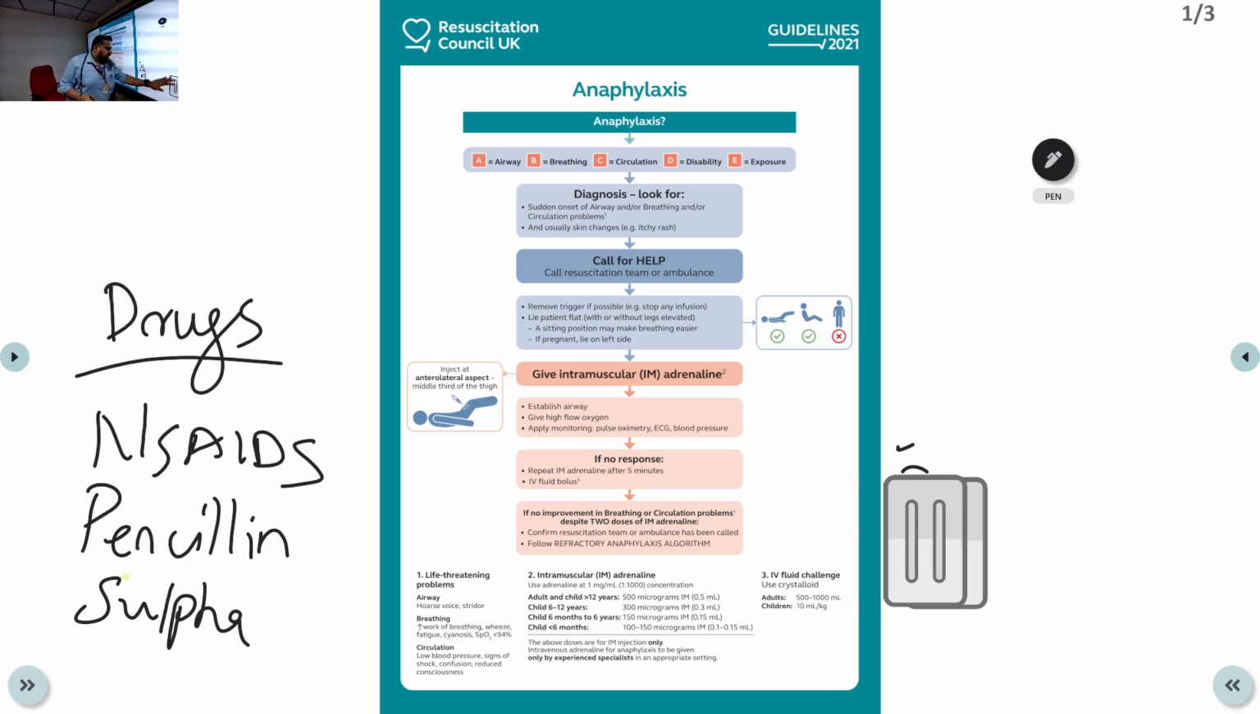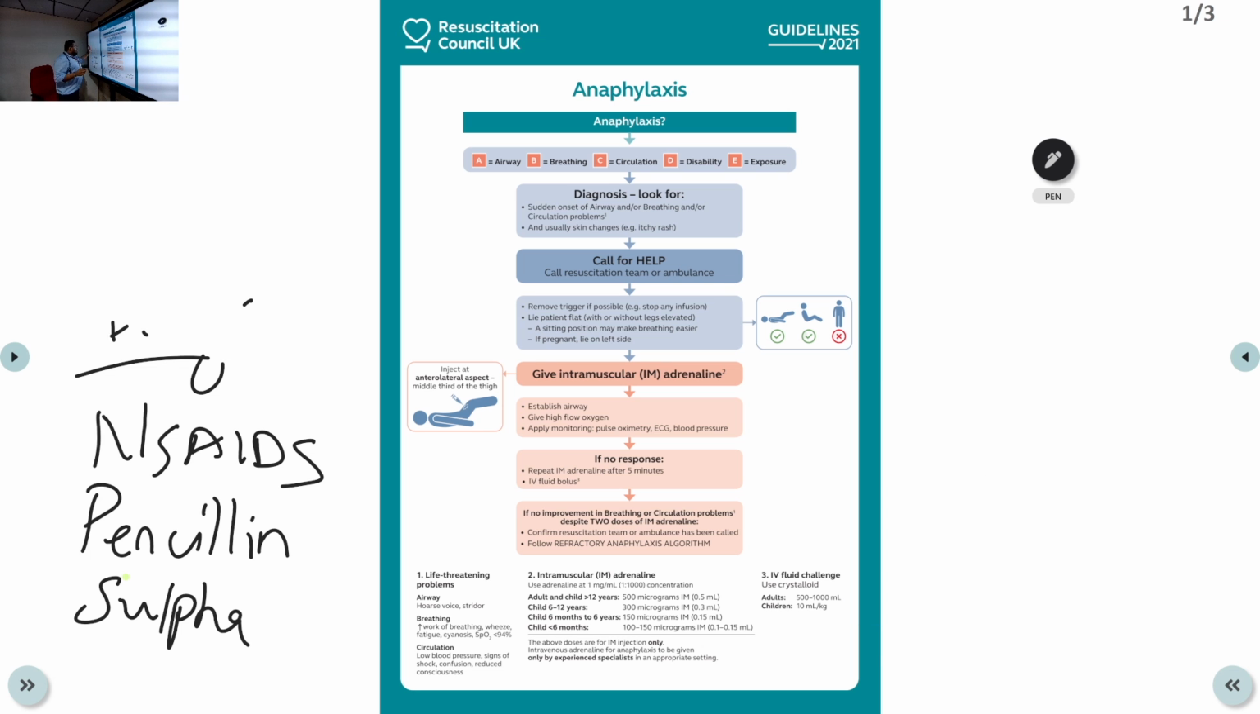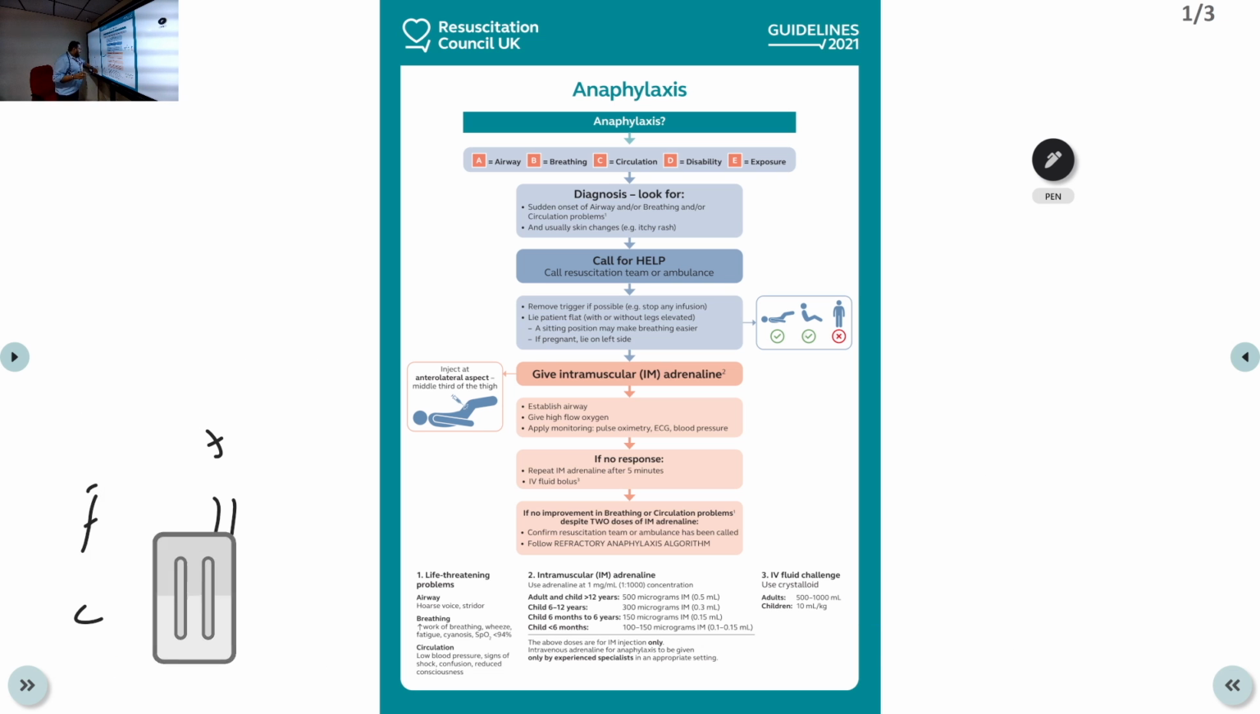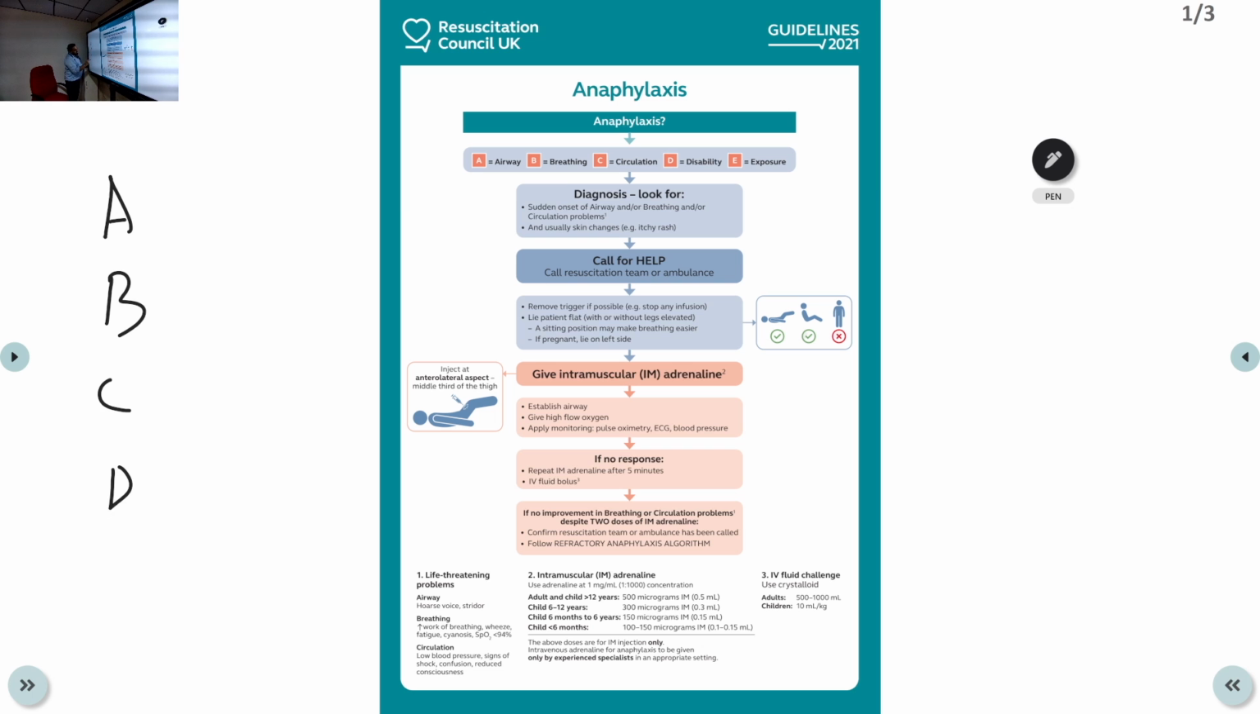That's what we have discussed here. Okay. Now, when you have a patient, what are the things that need to be done? First thing, you have to maintain the airway, breathing, circulation, D and E. A, B, C, D, E.